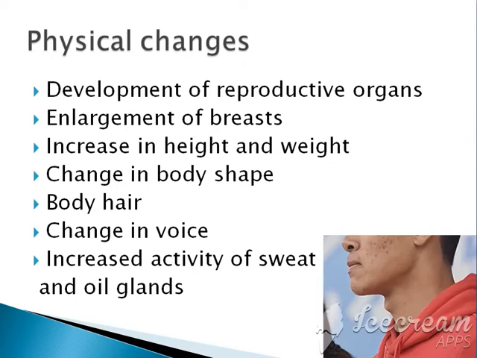Then increase in height and weight. The height increases from birth to the end of the puberty. It depends on the genes that you have inherited from parents. And the weight also varies from person to person. Girls grow faster than boys initially, and at the age of 18, they reach their maximum height and weight.